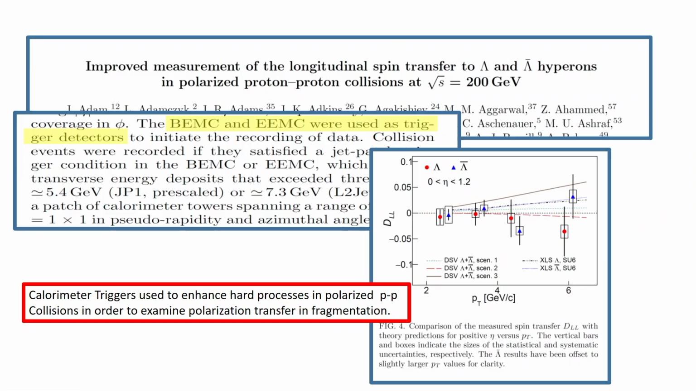And here I give an example of a physics topic which does not explicitly use the particles detected in the calorimeter, but uses events triggered by the calorimeters to supply a sample of events with an enhanced population of, in this case, lambda hyperons, to study the transfer of polarization from the initial proton collision to the hyperon in the final state.